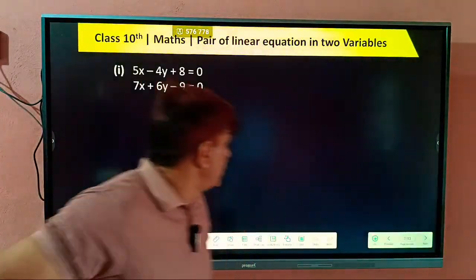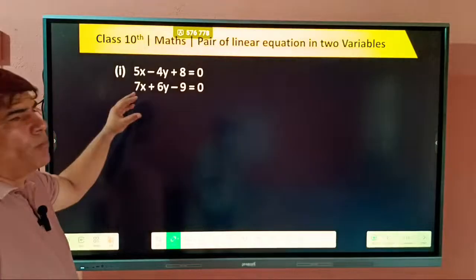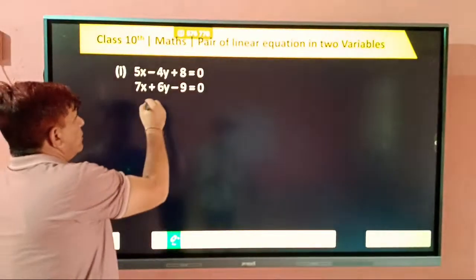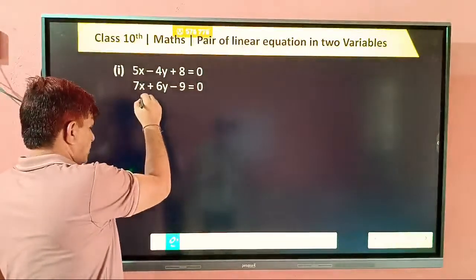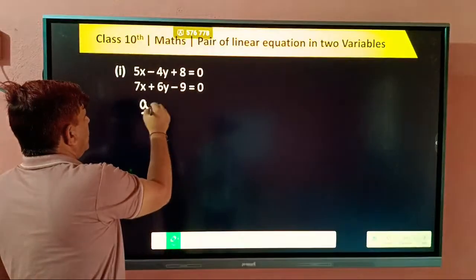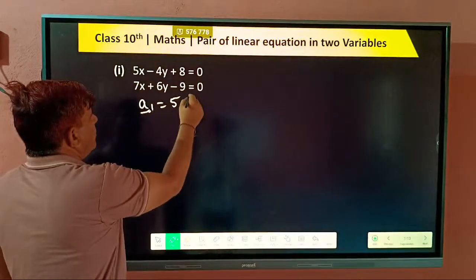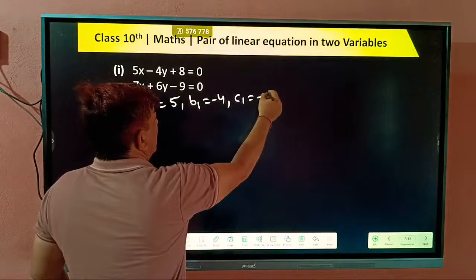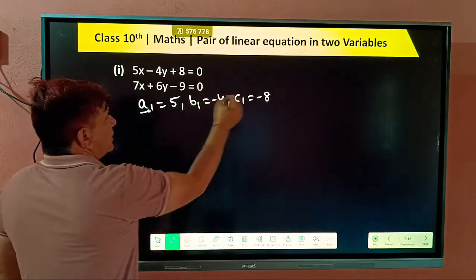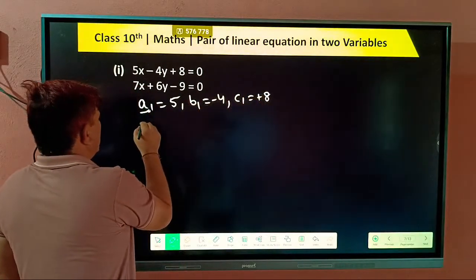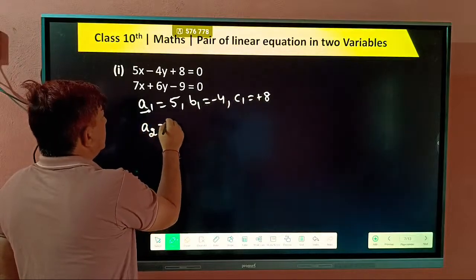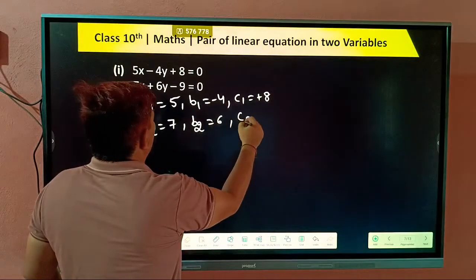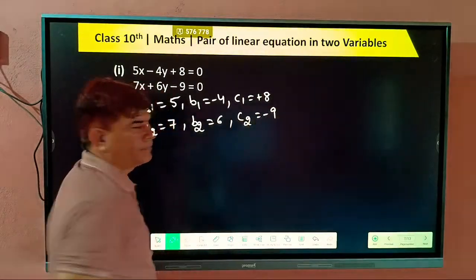Next. These are easy questions. One more part is given. This is 5x. So what is A1 here? A1 is 5, B1 is -4, C1 is +8, sorry, I wrote it wrong. A2 is 7, B2 is 6, C2 is -9.